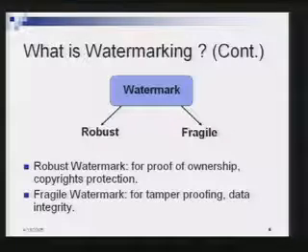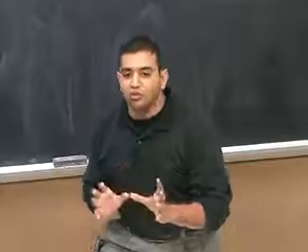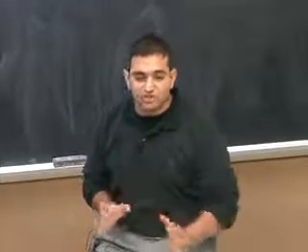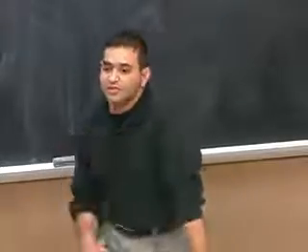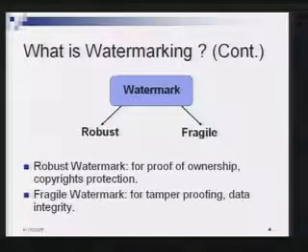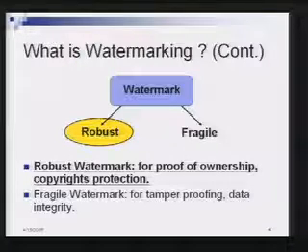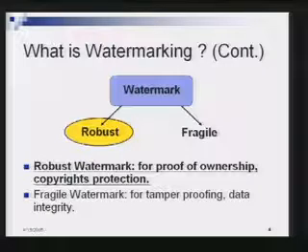The other type of watermark is fragile watermark. A fragile watermark is a watermark which certain changes to the data will disturb. So this disturbance of the watermark will tell you, hey, this data has been altered. Okay, so that's why it's fragile. So in fragile, we will be using it for tamper-proofing and data integrity. So in this talk, I will focus on the robust side of watermarking.